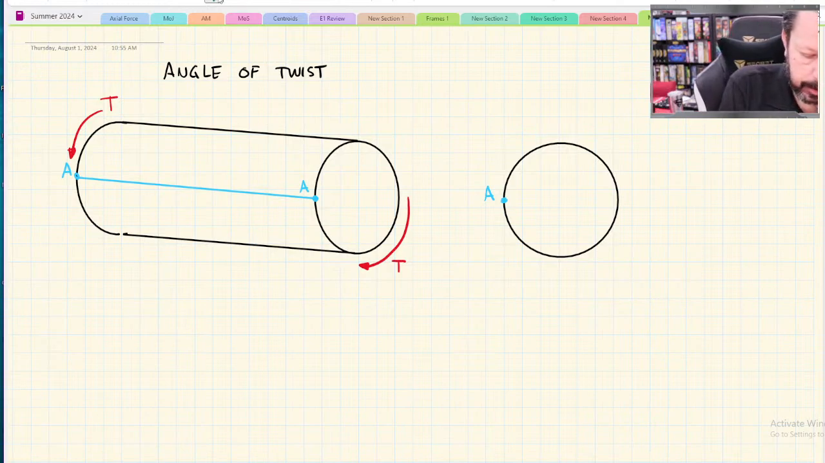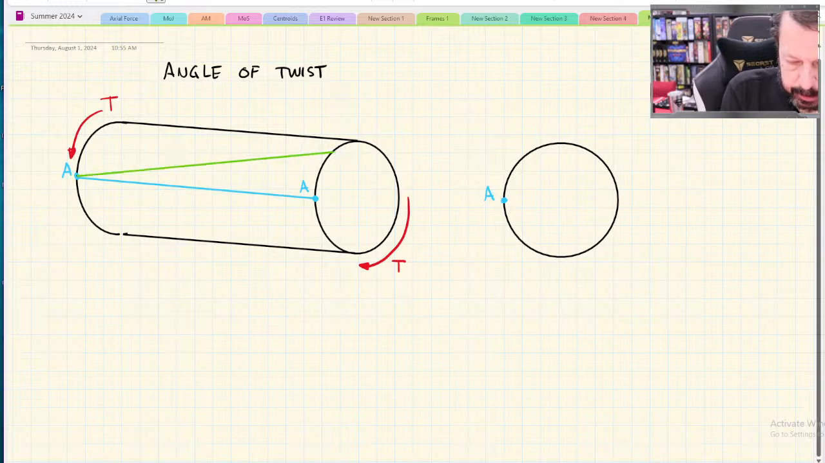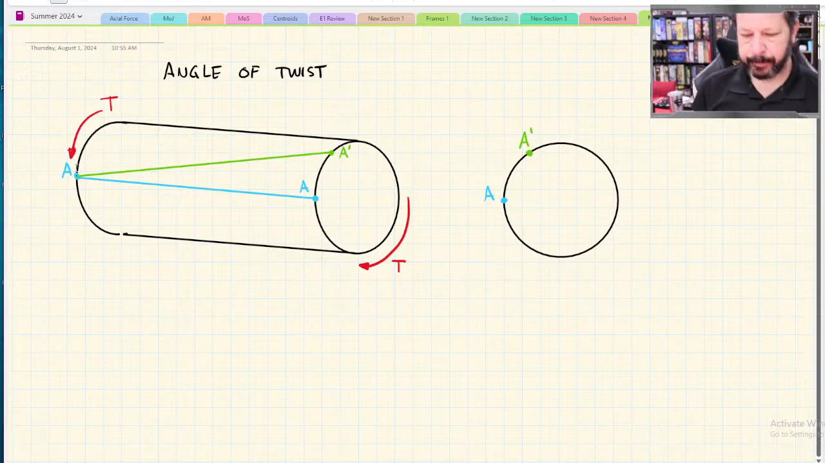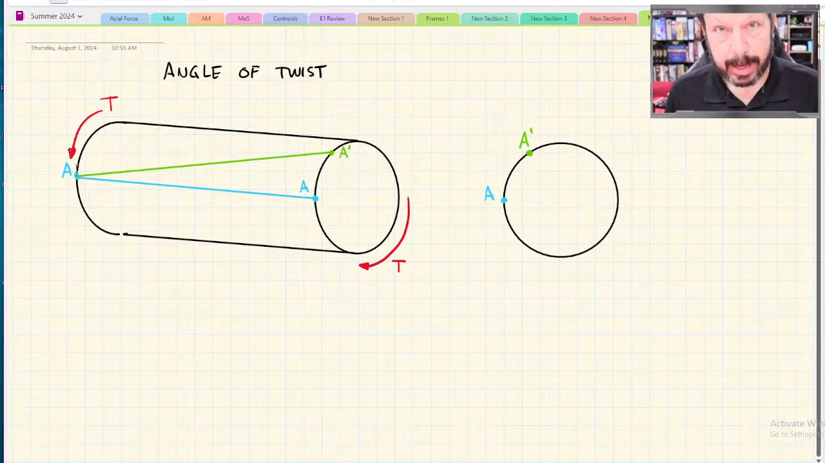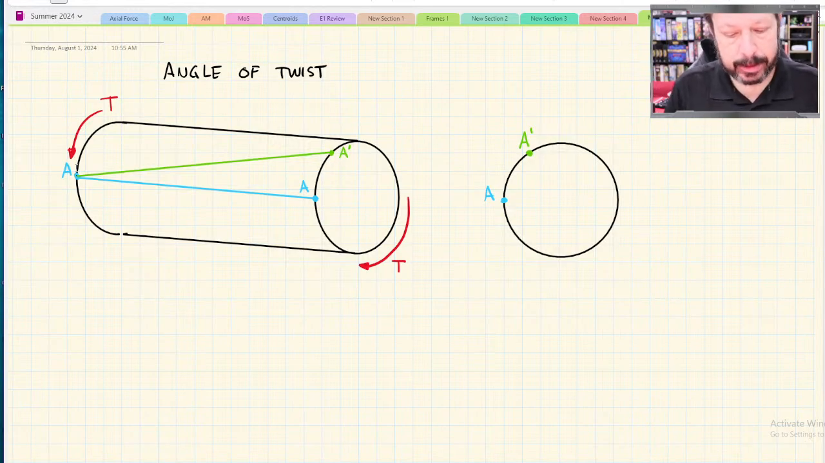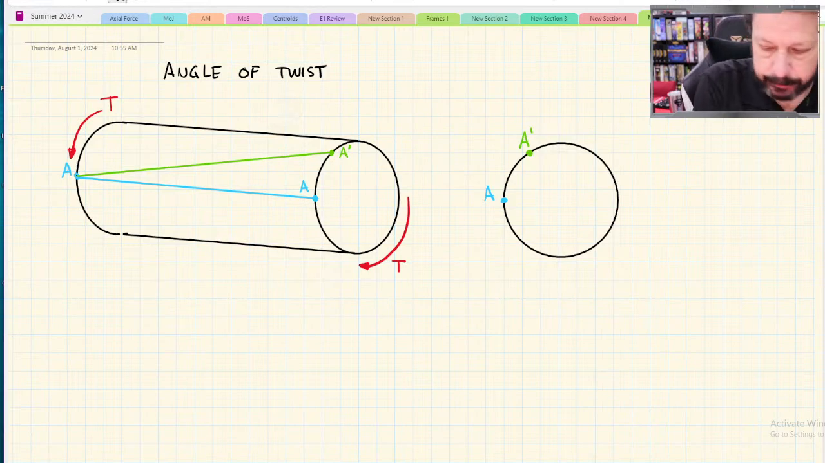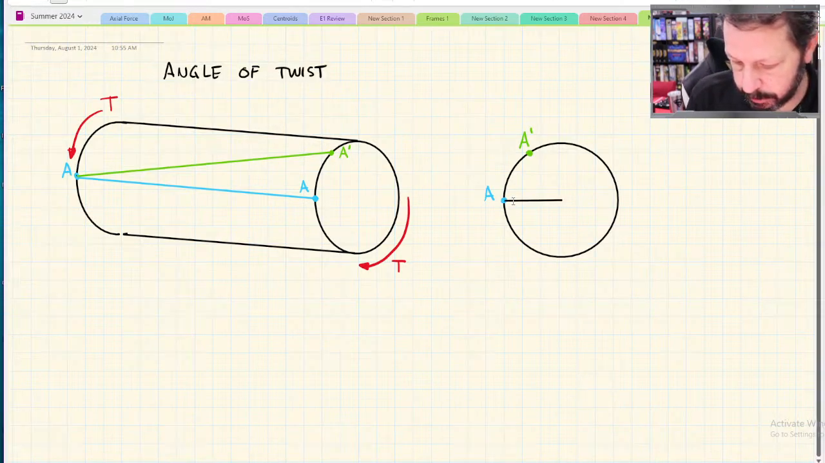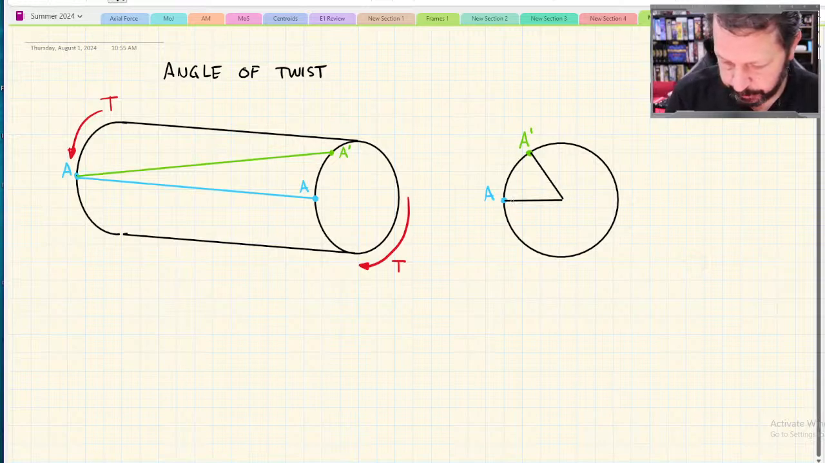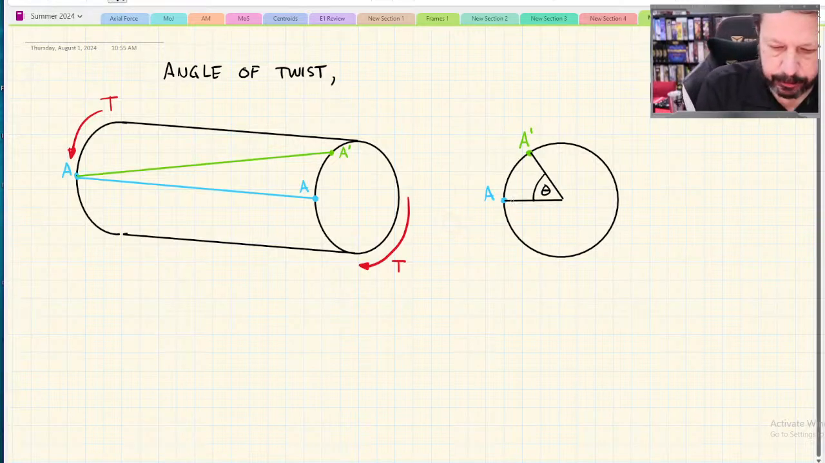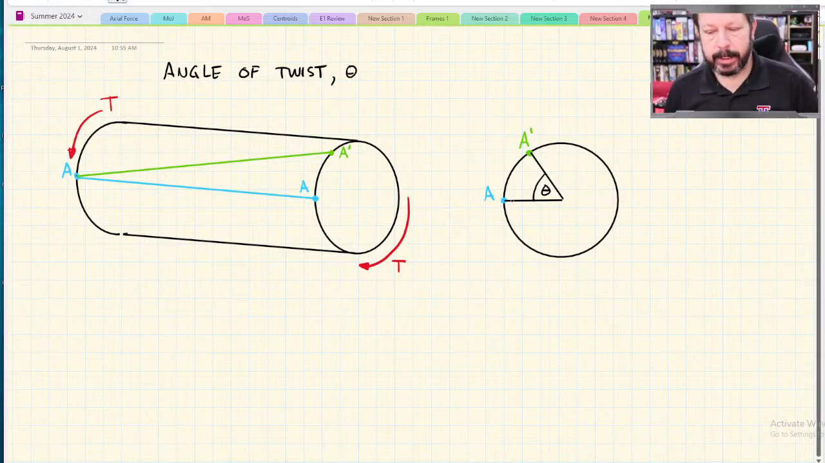So if I do that, then let's use a green line, and this will be point A prime, which on our cross section here would maybe look like that. And the angle of twist, how much I twisted it, you know, the green line is the blue line, but after I've twisted it, it's kind of rotated around some amount. So the angle of twist would be this angle. So angle of twist is theta, and it would be how far did I twist it?